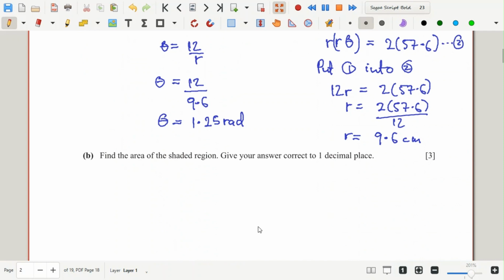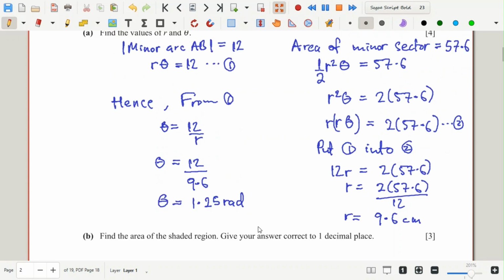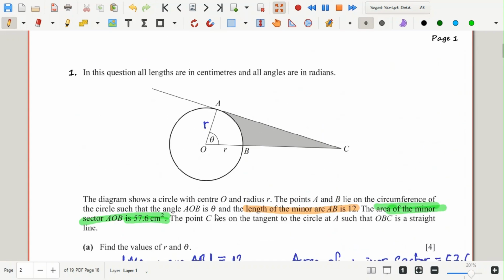Let's come to B. The area of the shaded region. Give your answer correct to one decimal place. The area of the shaded region. So let's come back to the diagram. How can we find the area of the shaded region?